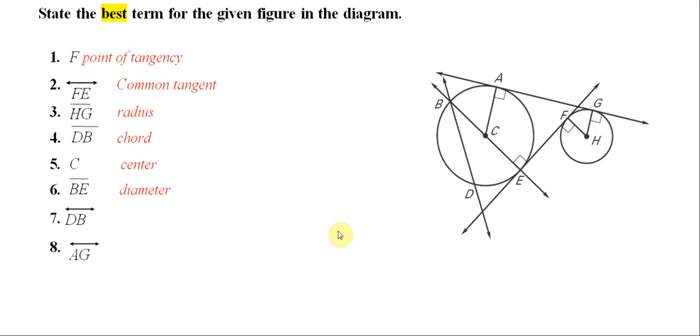All right, and the last two, we have DB. Now, I want you to contrast number 7 with number 4. They're both referring to DB, but one of them is a line segment and the other is a line. So when it's a line segment, we call that a chord. When it's a line, we call that a secant. And lastly, we have AG. So AG here is a line that's tangent to one circle and it's also tangent to the other circle. So once again, similar to FE, it's called the common tangent.